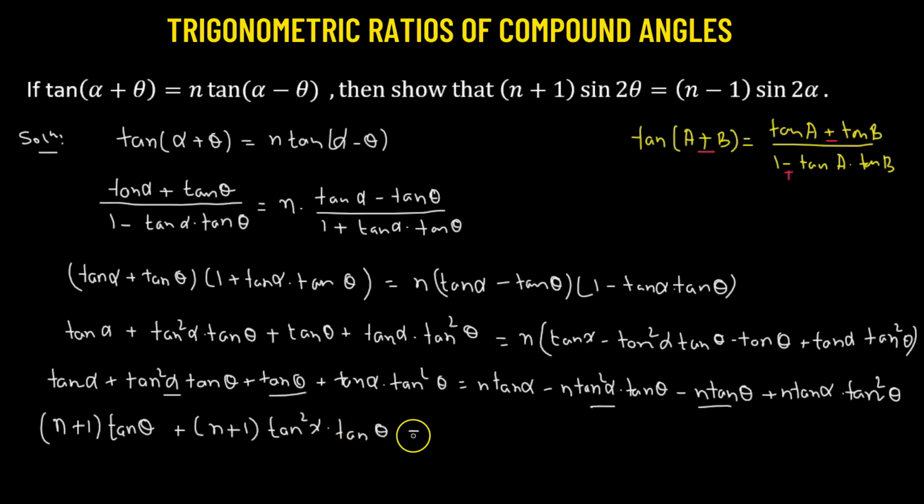Then we're going to go to the right hand side. This time we're going to combine n tangent of alpha and this tangent of alpha, and they are going to have a common factor of n minus 1. So this will be multiplied to tangent of alpha.